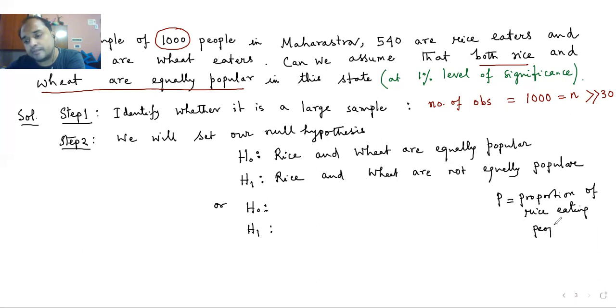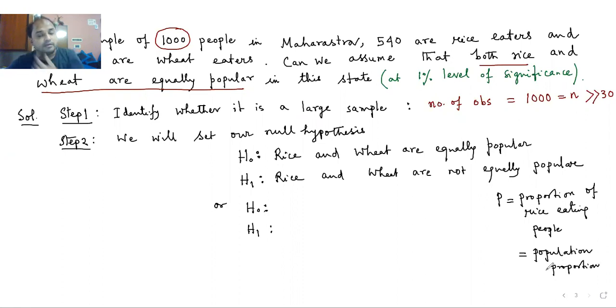Now, since the sample size is 1000 and the number of rice eating people is given as 540, obviously 1000 minus 540 will give you the number of wheat eating people. So if you want to concentrate on the proportion of wheat eating people, then also you can do that. There are two ways to find that parameter. Capital P is actually the proportion of rice eating people, and this is called the population proportion.